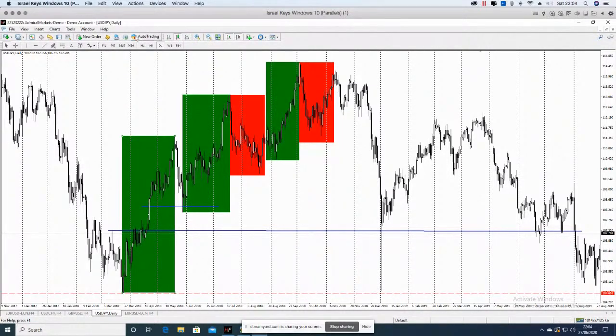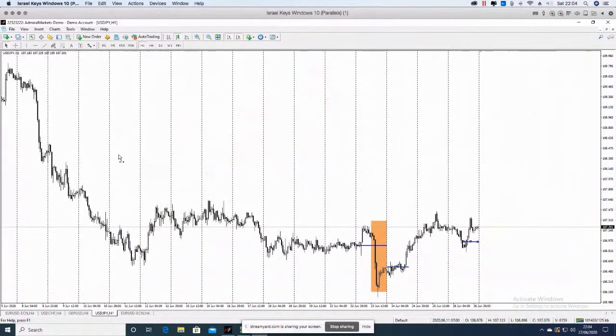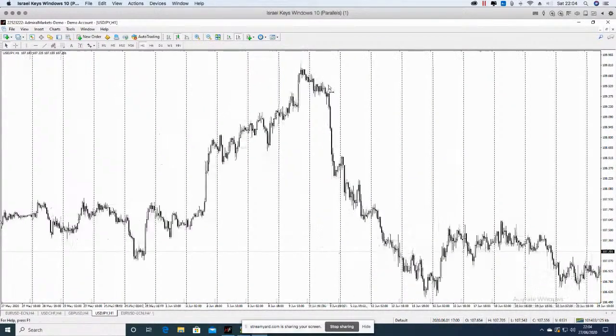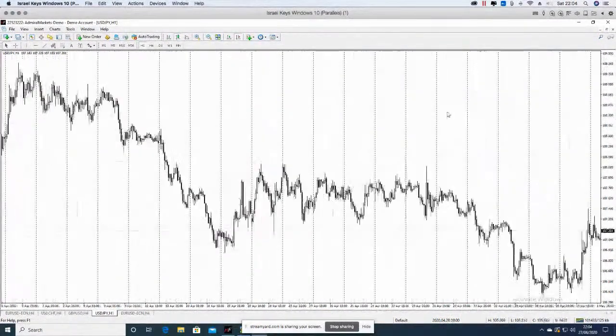Now let's look at that on a lower time frame to show you what I mean. Let's drop to a 1 hour time frame. Let's go find those zones in a 1 hour time frame.